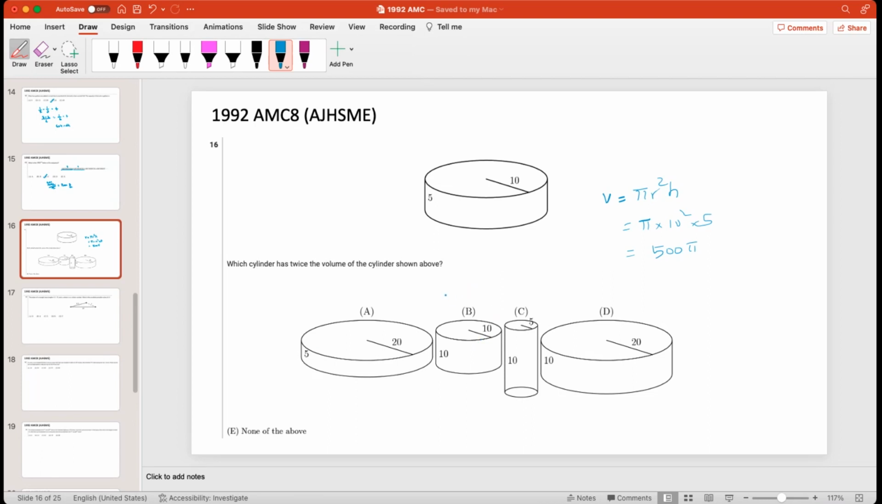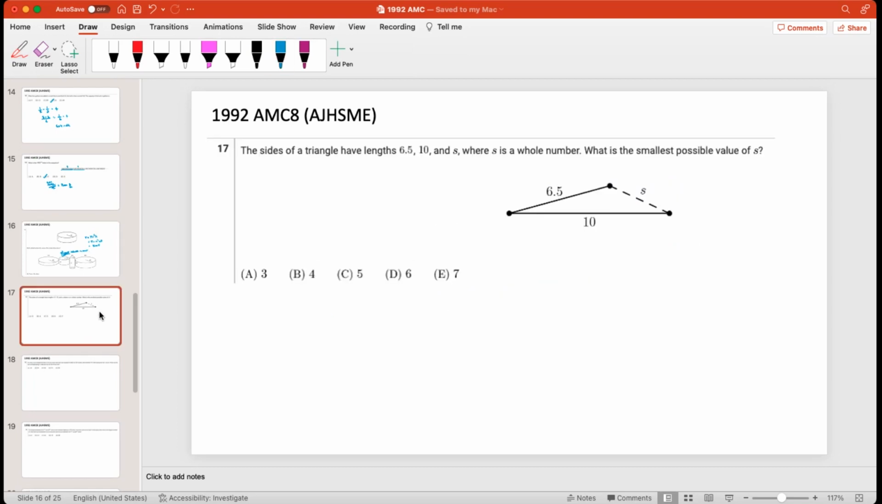So this will be 10 square into 10 into pi. Okay, so this is double. This is nothing but 1000 pi. Correct? I don't see answer options given here, only E is given, but yes, this is your answer option B. Okay, going to the next question.